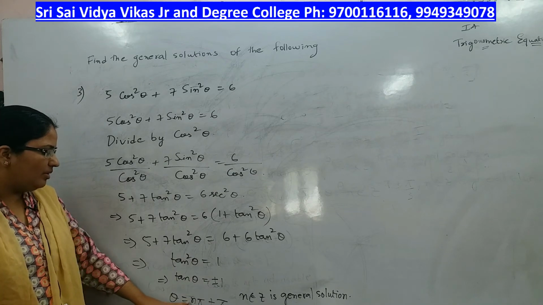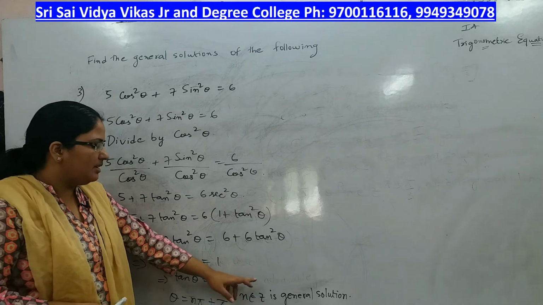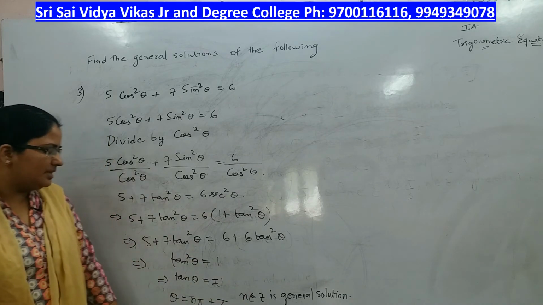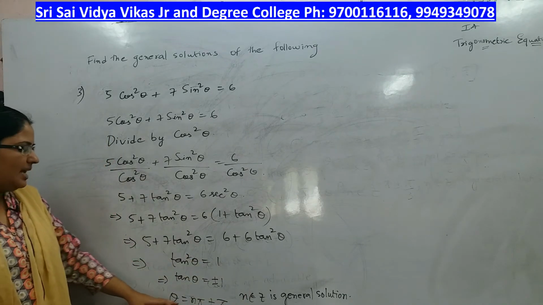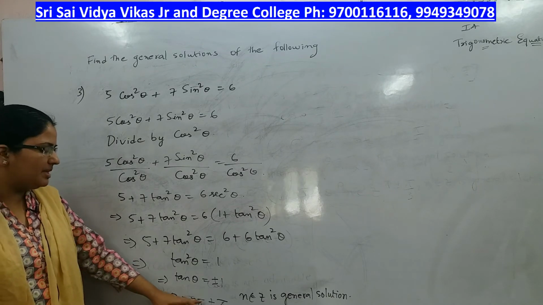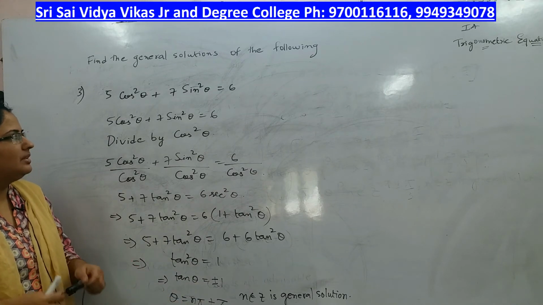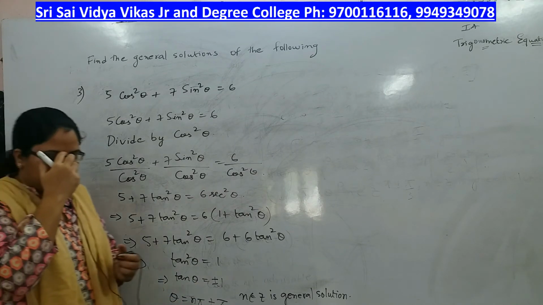Theta is equal to n pi plus or minus pi by 4, where n belongs to Z, is the general solution. The general solution for tan is n pi plus or minus alpha. So you have theta is equal to n pi plus or minus pi by 4. That's about this problem.